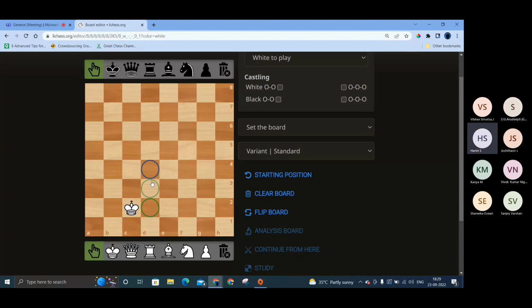D3. Okay. D4. Can you directly go to d3 from c2? No. Why no? King can also move one step diagonal, right? Yes, ma'am. You can go here. So that will save a move. Now you can reach here. So when you can do some work in 2 moves, you don't need to take 3 moves. Okay. Next.